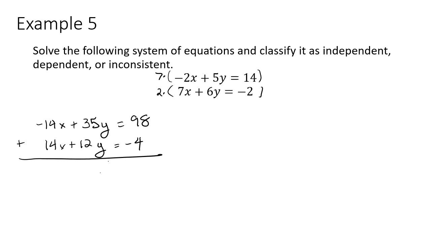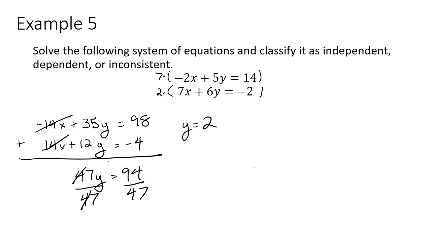So now I'm just going to add these together. Once again, my x's cancel. 35 plus 12 would give me a 47y. And a 98 minus 4 would give me a 94. Divide both sides by 47, and this works out quite nicely, which is not always the case. You'll get messy answers sometimes, but this one works out to just y is equal to 2, which is not bad.